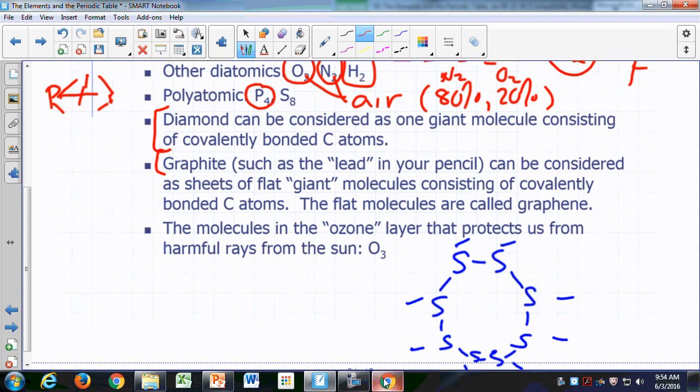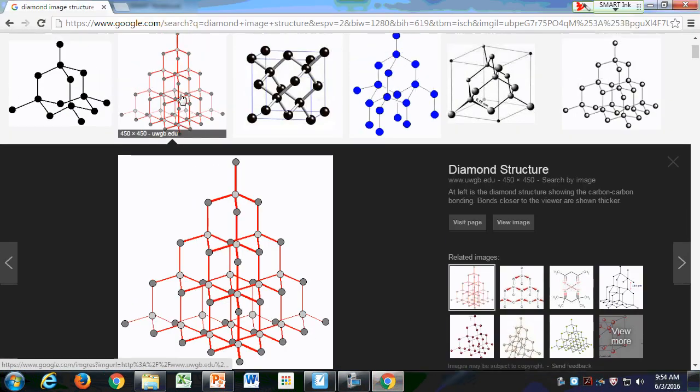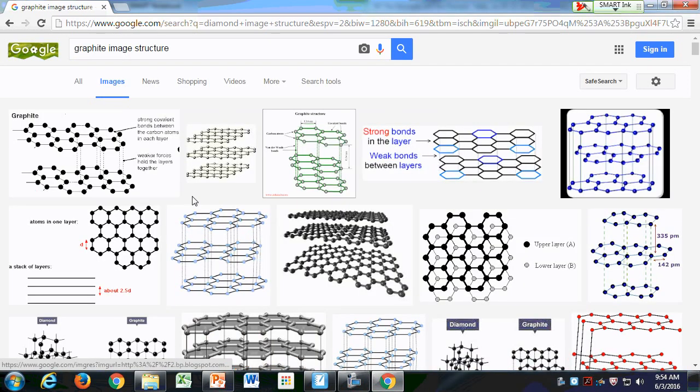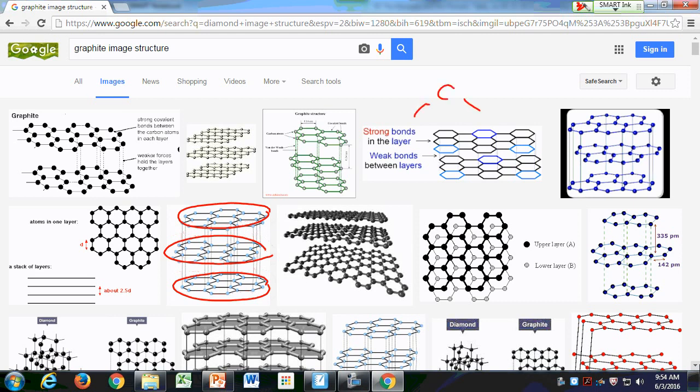Now, what about graphite? Let's look at pictures of graphite. How are the carbon atoms organized in graphite? Here's a good picture right here. You'll notice it's a collection of flat sheets. Here's one flat sheet, another flat sheet, another flat sheet, another. Each one of those sheets consists of carbon atoms that are arranged in a honeycomb-like pattern. It's hexagons.